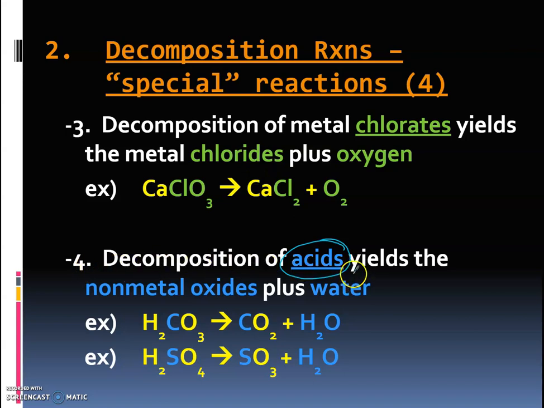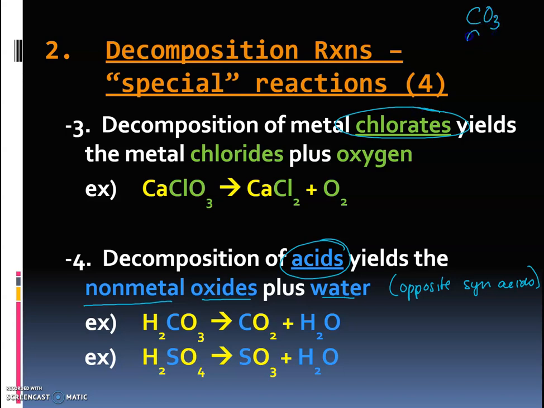The decomposition of acids yields the nonmetal oxides plus water. So pull out the water and then have the nonmetal left, with whatever oxygens are left as well. Again, this is opposite of what we had for the synthesis of our acids. And then the last one is our chlorates. So we have carbonates, chlorates, bases, and acids. Those are the 4 special ones. A chlorate is going to make a chloride and then the leftover oxygen.